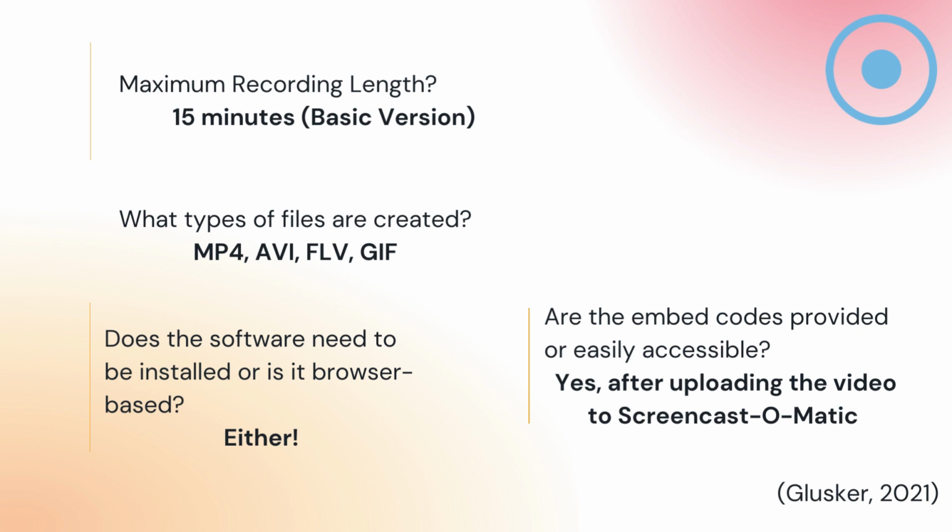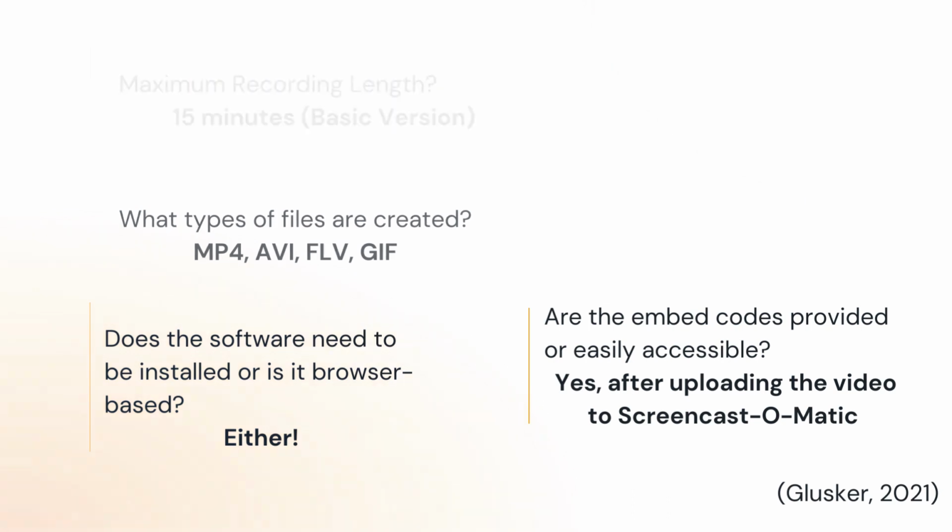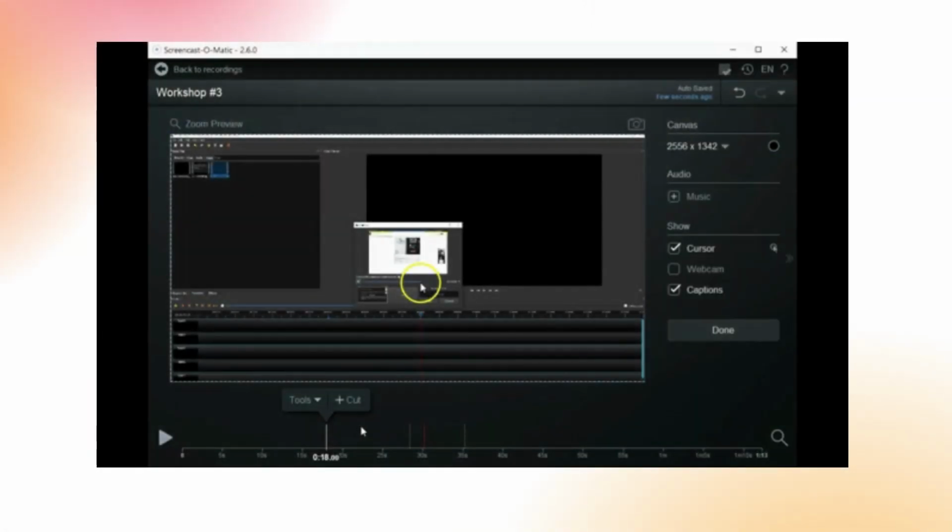And the great thing about this one too, about Screencast-O-Matic, is that it can be installed and it can also be browser based. That being said, it's not only limited to Mac OS and Windows. As far as the embed codes, they are provided and they are easily accessible as long as you upload the video to Screencast-O-Matic. Here's a video of how it looks like.